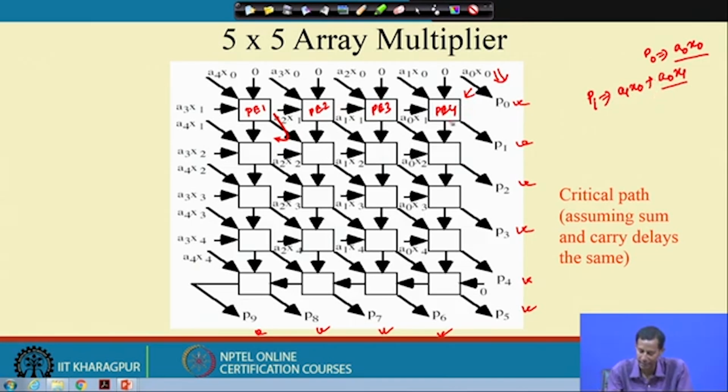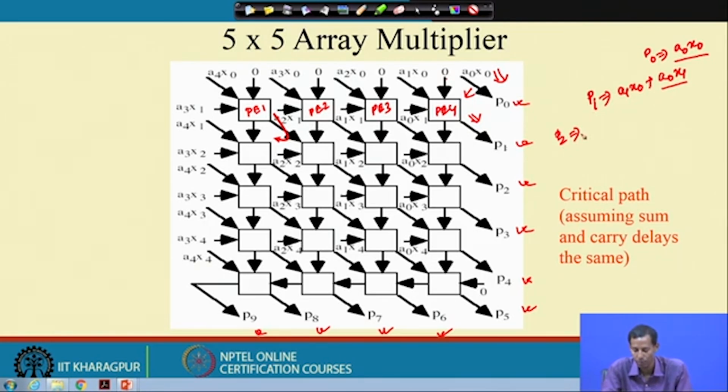So, in this next you see, this is P4. In P4 it consumes 3 inputs and produces 2 outputs. Okay. So, that means in this case, A1 x0 and A0 x1 are coming and they are producing this P1. Okay. So, then in P2, what is the case?